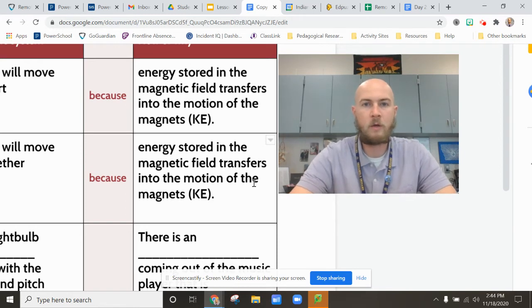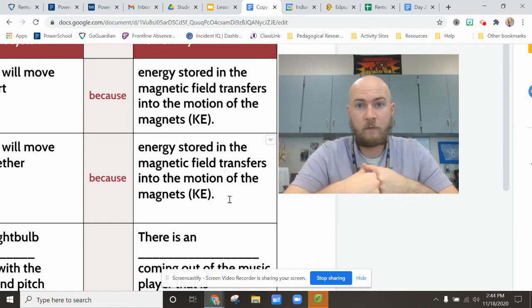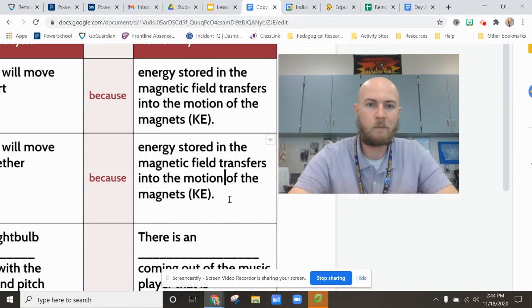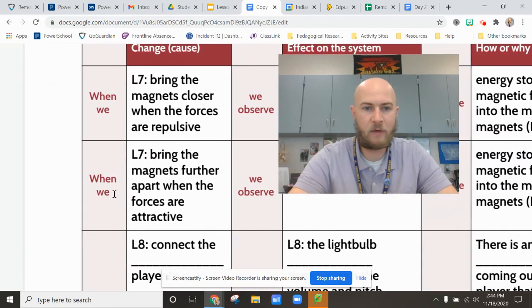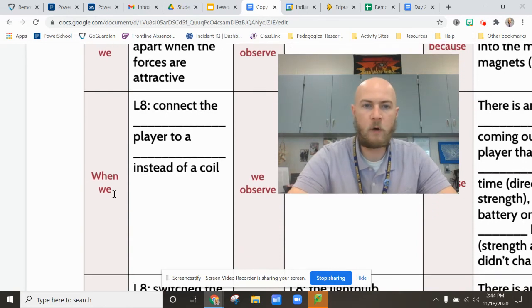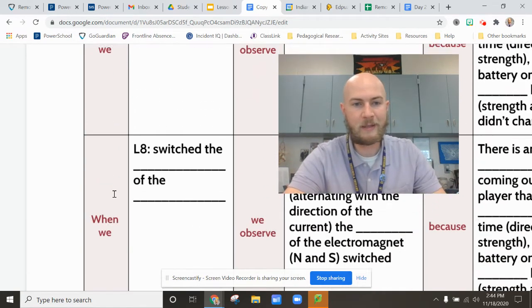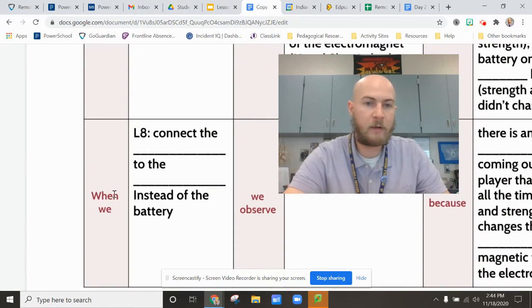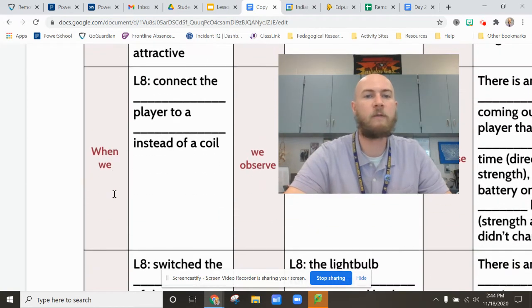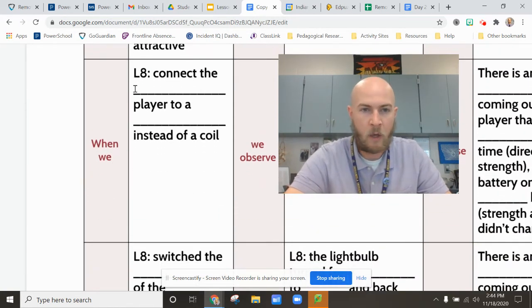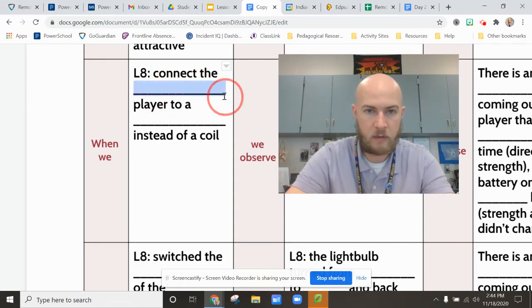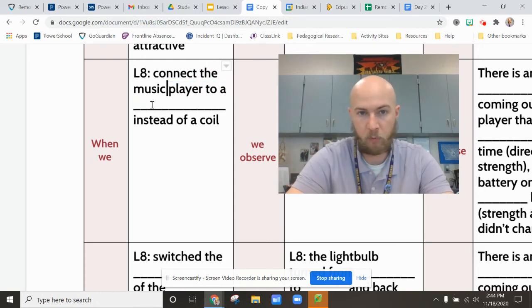Okay? Remember, at any point during this video, if I'm going too fast, you can always pause the video and write those things in as I'm talking. You have the ability to do that with these videos. But now we're going to move on to the third one, which is something in lesson 8. These next 3 things are areas that we investigated in lesson 8 with those different whole class video investigations. So in lesson 8, one thing that we did was we connected something, okay? In this lesson, we connected a music player.